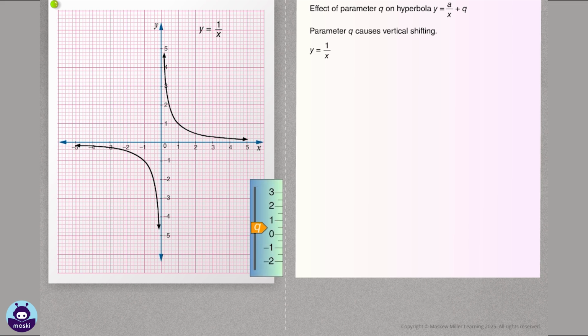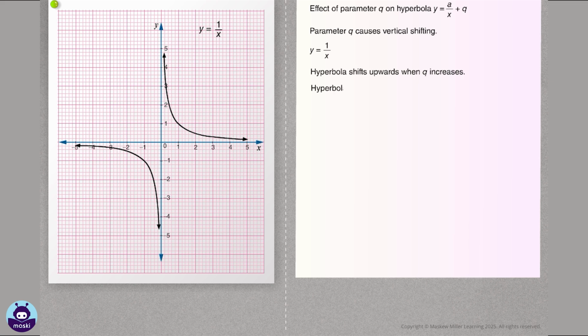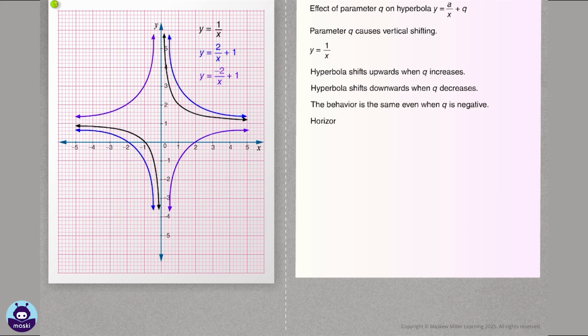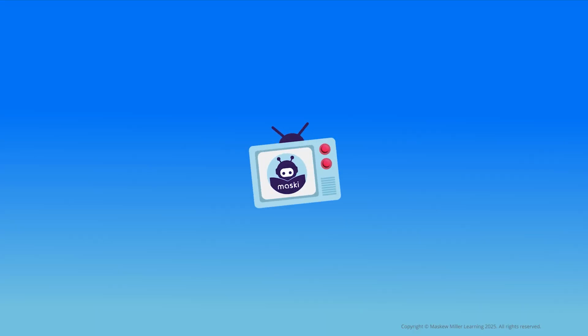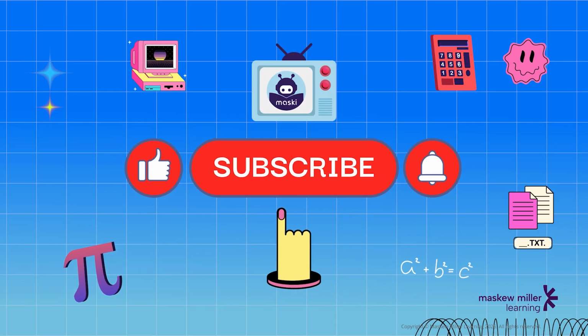When q increases from 0 to 1, that is, by 1 unit, the graph has the same shape but has shifted upwards by 1 unit. When q is decreased, as it does here from 0 to -1, the graph shifts downwards by 1 unit. Thus we can conclude that the hyperbola shifts upwards when q increases, and shifts downwards when q decreases. The behavior is the same, even when q is negative. Recall that the new horizontal asymptote is also shifted by q units, whereas there is no change in the vertical asymptote.